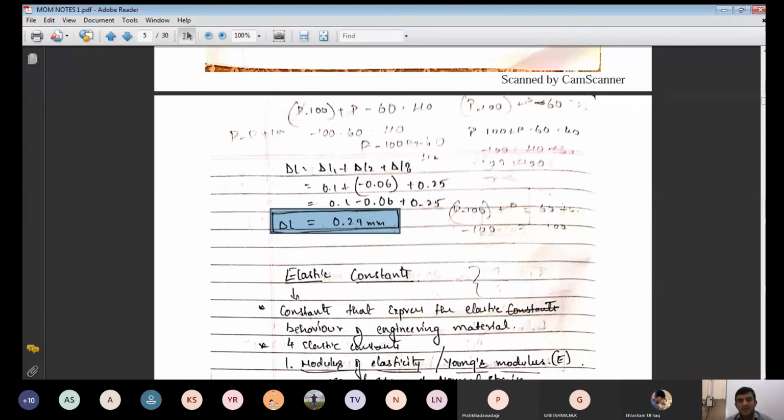Try to solve these types of problems. They are available in the textbook. Or else next week I will give assignments also. Or else we try to solve them in the textbook itself, or if you have a previous year question paper, you can solve related problems.